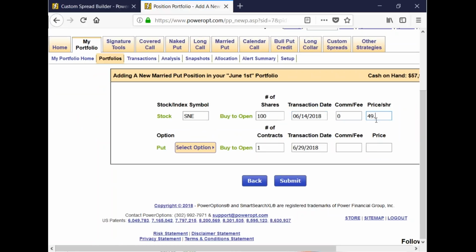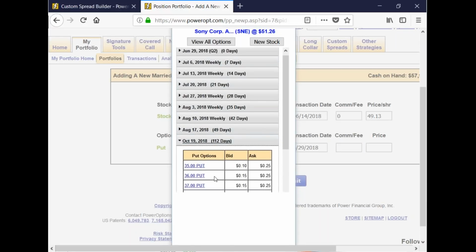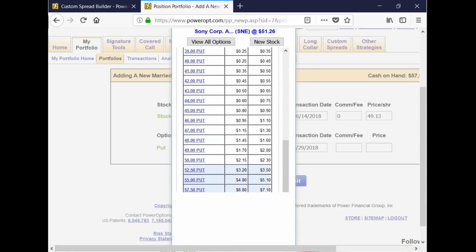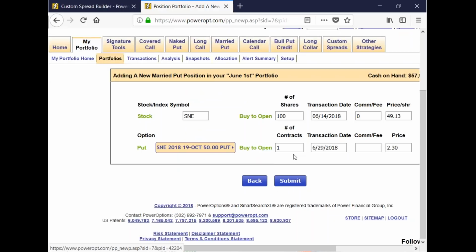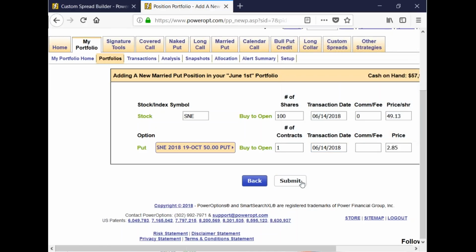Whoops, my apologies, folks. And bought the October. I was going to buy the 51, but that's okay. This will work just as well, Fernando. And we bought this for $285. Very good. And also on 6/14.